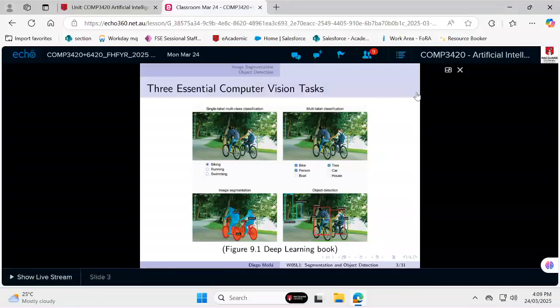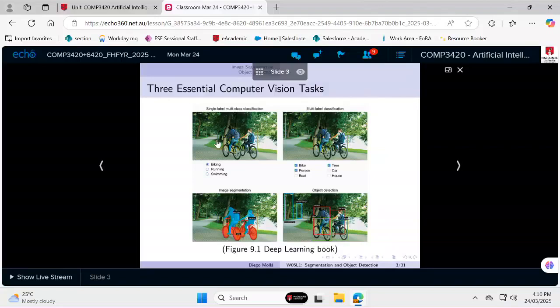So here are some examples of tasks, the most common tasks for computer vision. We have seen the top two, which is image classification. There are two kinds of image classification. One is single-label multi-class classification. That means assigning one label to the image. So in this case here, there are three possible labels: biking, running, swimming, and the label is biking.